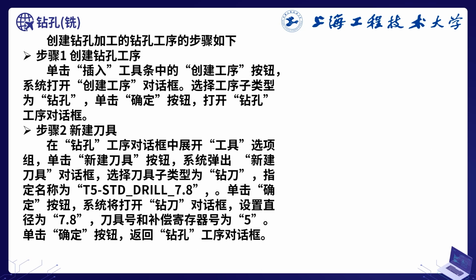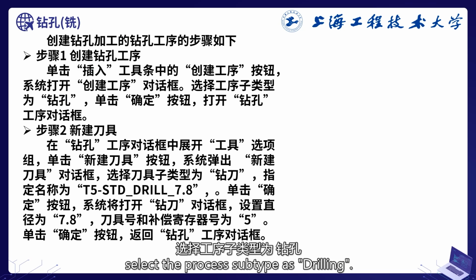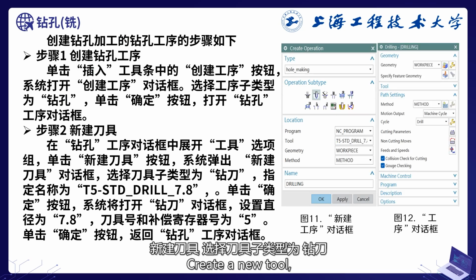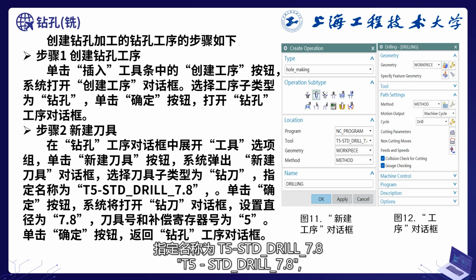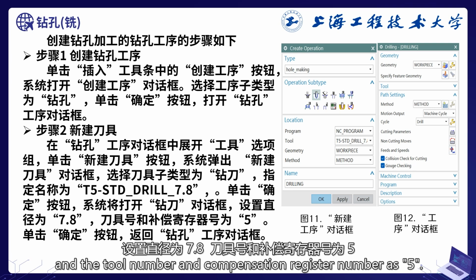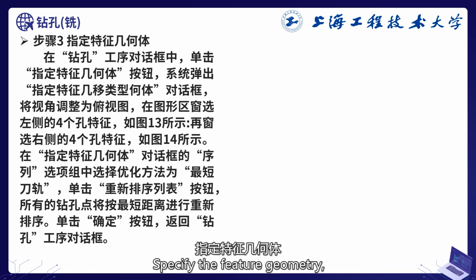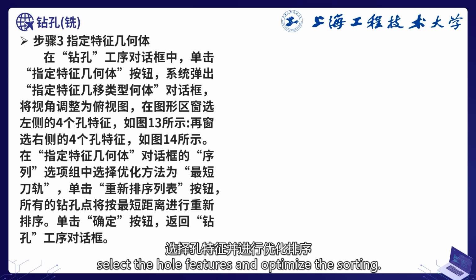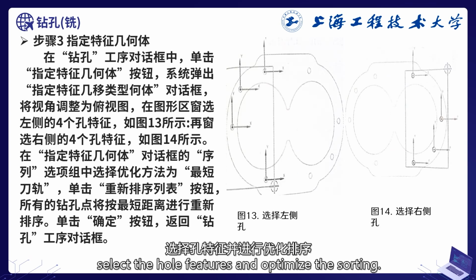Create a drilling process. Select the process subtype as drilling. Create a new tool. Select the tool subtype as drill. Specify the name as T5 STD drill 7.8. Set the diameter as 7.8, and the tool number and compensation register number as 5. Specify the feature geometry. Select the hole features and optimize the sorting.